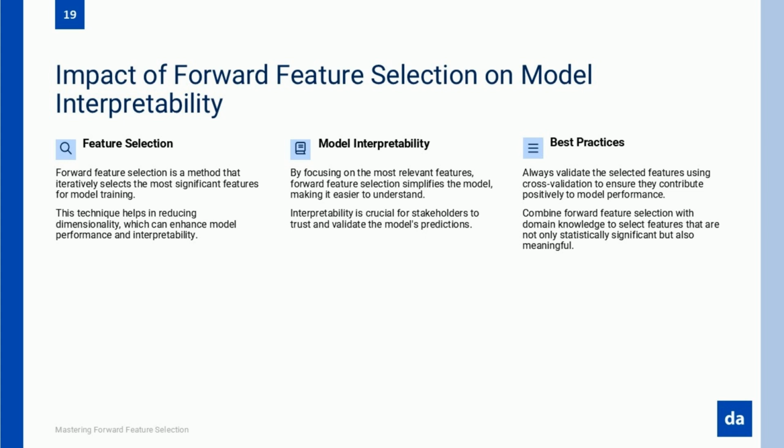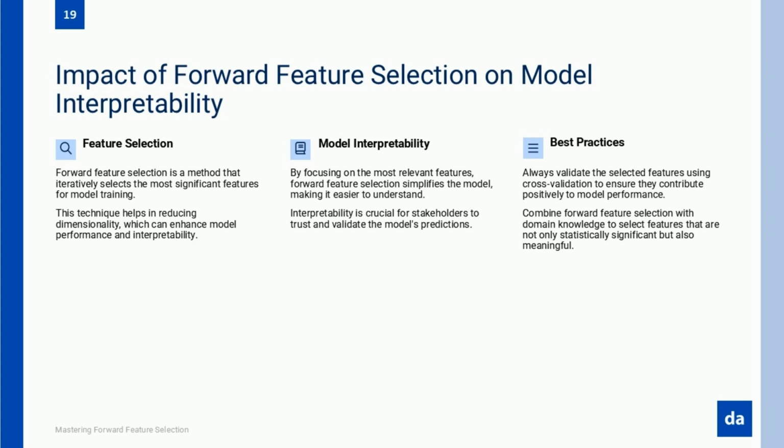By selecting only the most important features, forward feature selection naturally simplifies models, making it easier to see which factors are actually influencing predictions. Instead of a model drowning in hundreds of variables, we get a lean and focused version that's much easier to analyze. This is a game changer in industries like healthcare and finance, where decision makers need to understand why an AI model recommended a specific treatment or approved a loan.